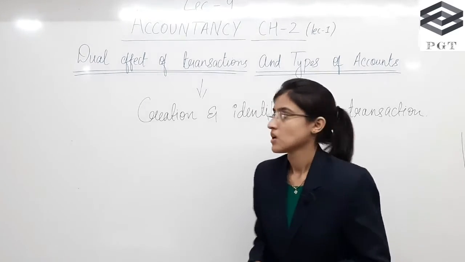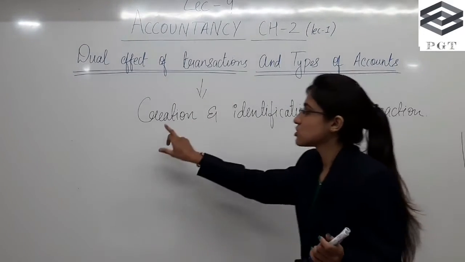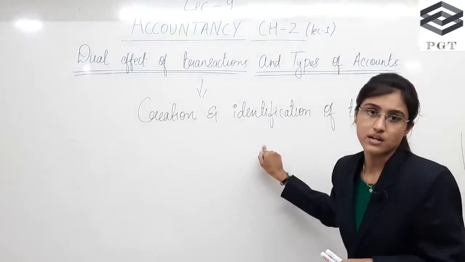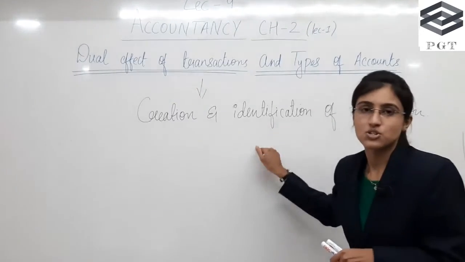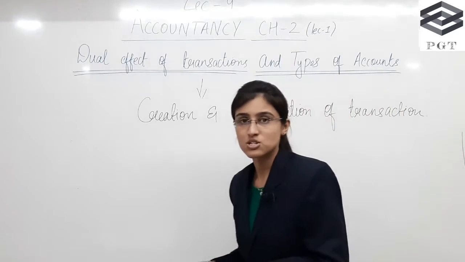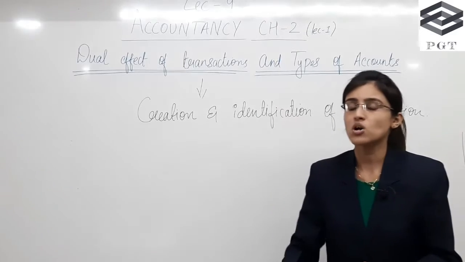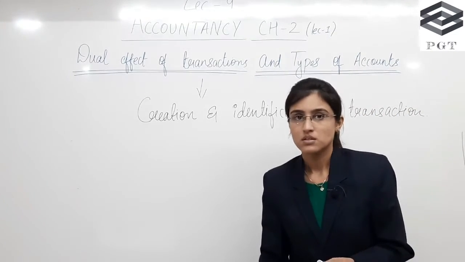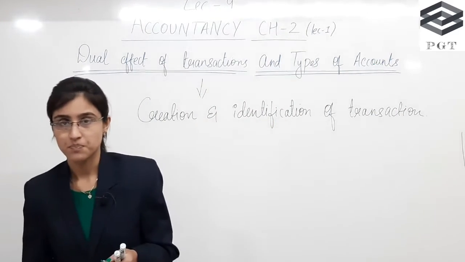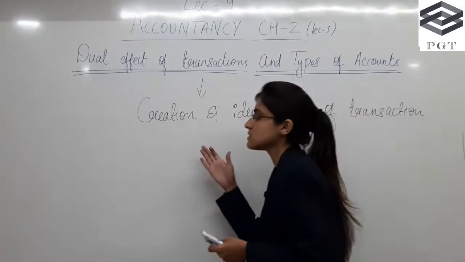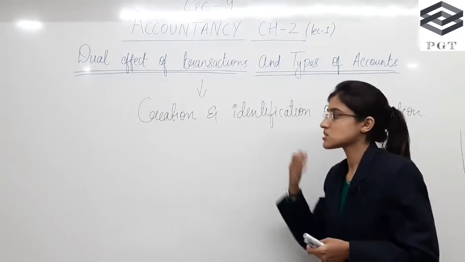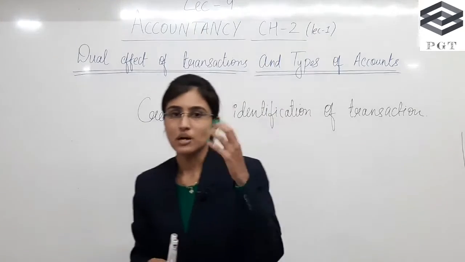All right? So firstly the transaction should take place, which is creation. Then it should be identified, that is, which type of transaction it is: economic, and within economic, cash or credit. This is what we are going to learn in this chapter, what the types of transactions are and what the effects of transactions are. As the heading itself says, dual effect of transactions, right? So this is what we are going to learn in this chapter.